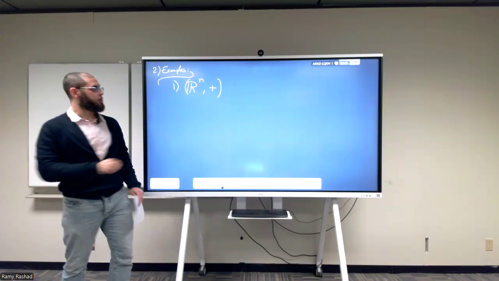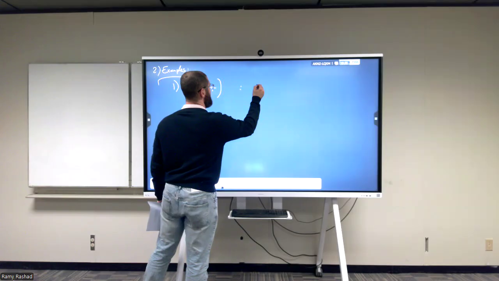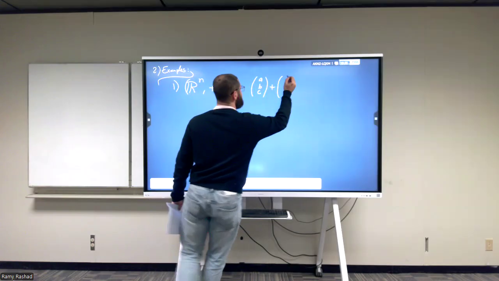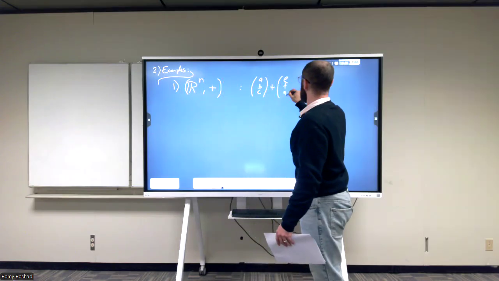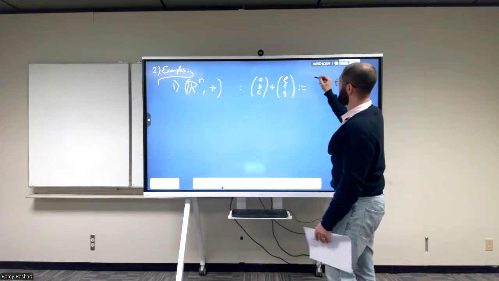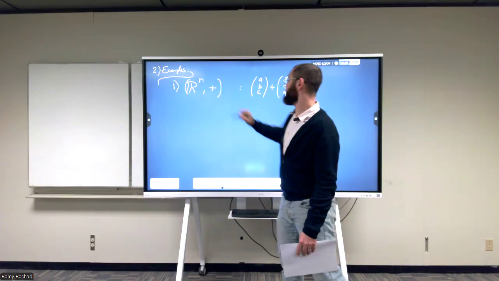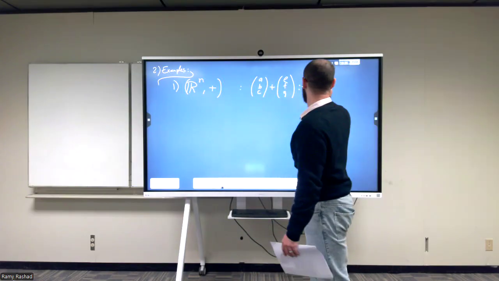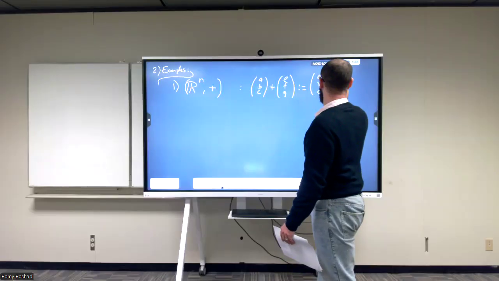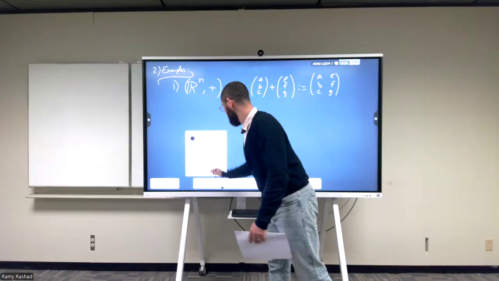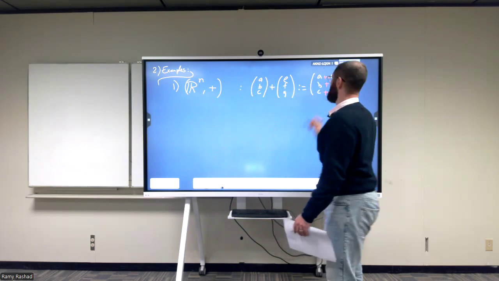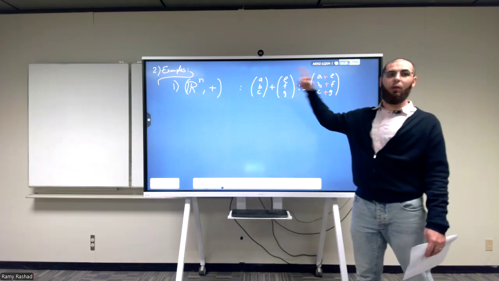So for example, (A, B, C) plus (E, F, G) is defined as (A plus E, B plus F, C plus G). And there are red pluses here. The red plus is different from the white plus.